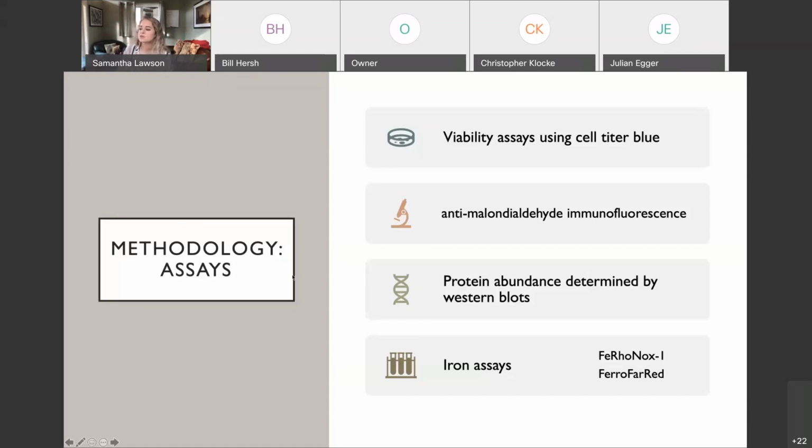Protein abundance was quantified using Western blots. The specific markers I was looking at were HMOX, or heme oxygenase, DMT1, a divalent metal transporter, and FTH, ferritin heavy chain. So again, these are iron-dependent probes that we were looking at. And lastly, iron assays, Ferronox1 and FerroFarRed, that I spoke about earlier.